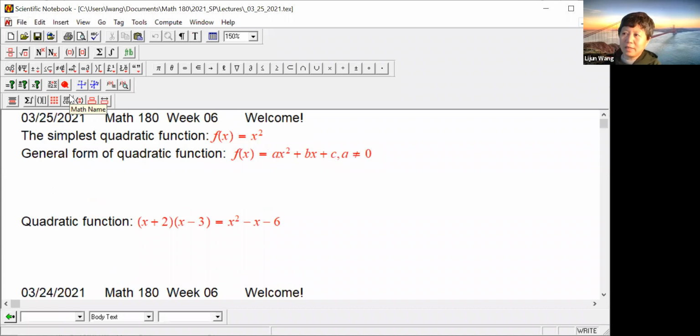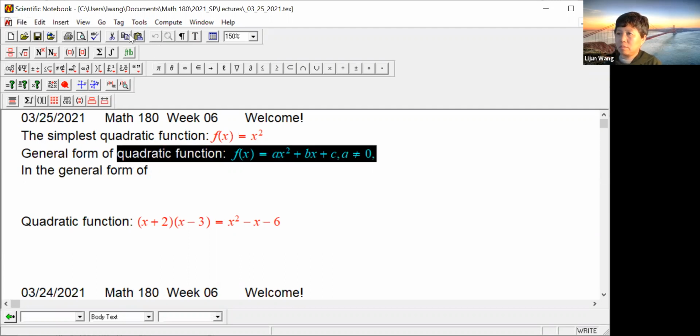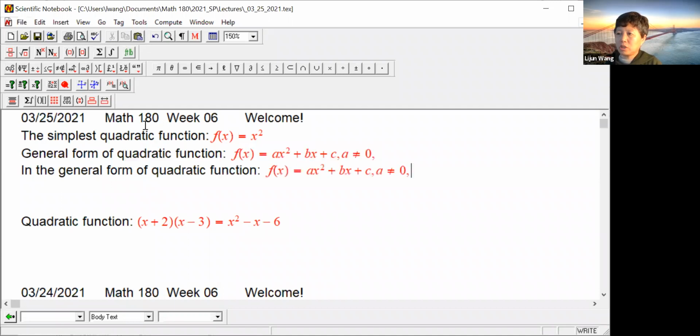How are these two related? One looks so simple and the other looks much more complicated, right? We call this the general form of quadratic function. And what are a, b, c here? In this general form of quadratic function, what are a, b, c?